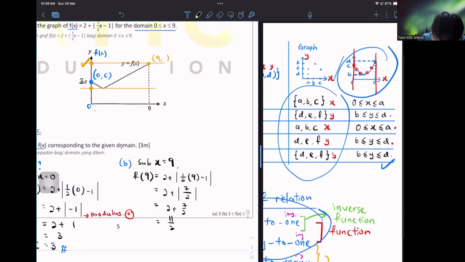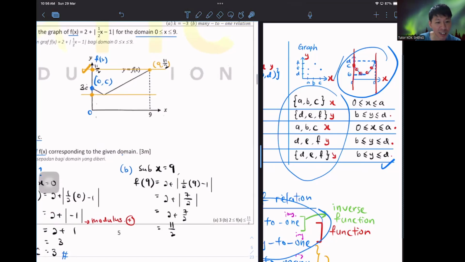So this number is 11 over 2. 11 over 2 here. This is also 11 over 2. So we got one of the numbers already. Now we are left with the bottom part here. This one, right? Some of this is not the same as this point, right? But this point gives you the 9 already, correct? So now let me explain to you how we find this number.